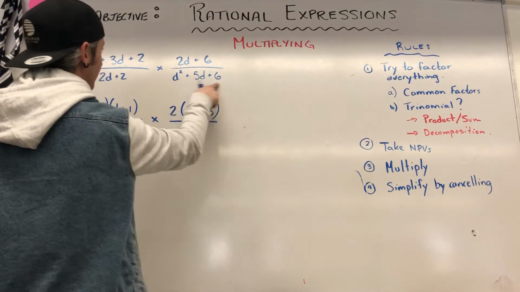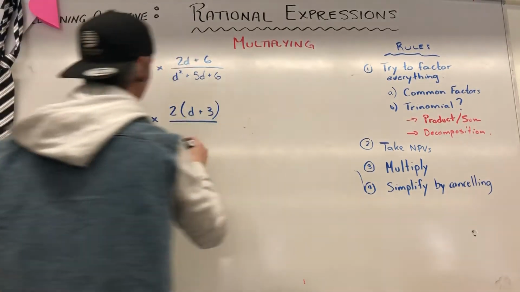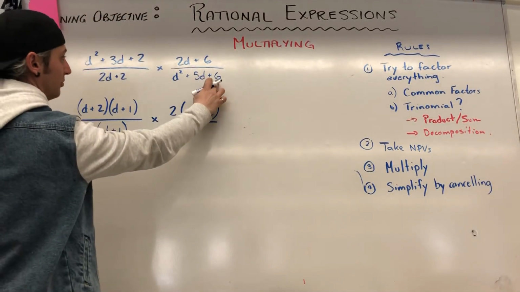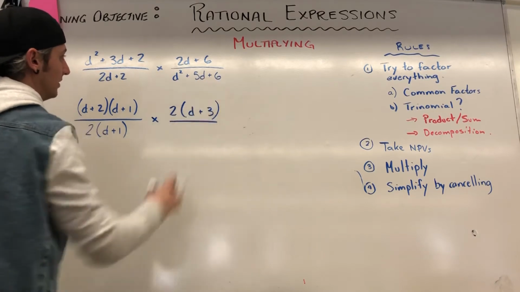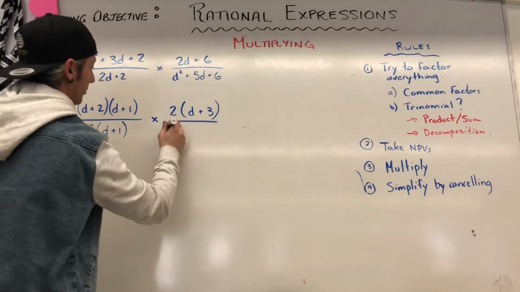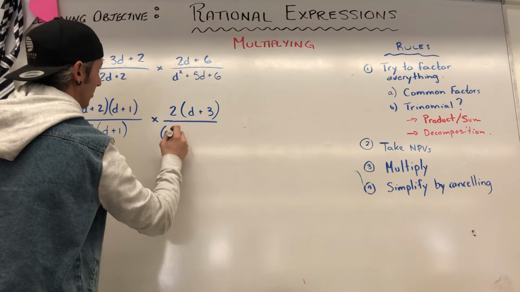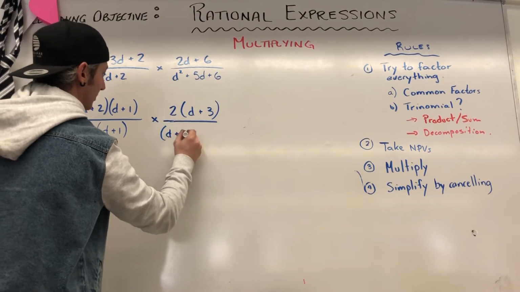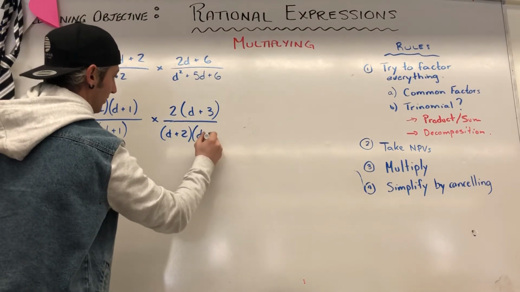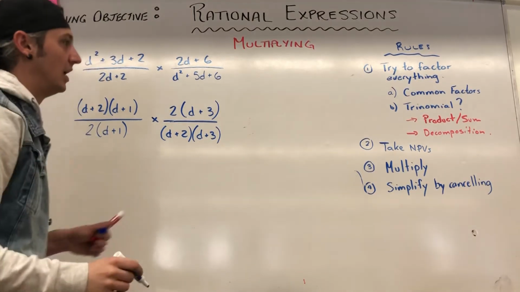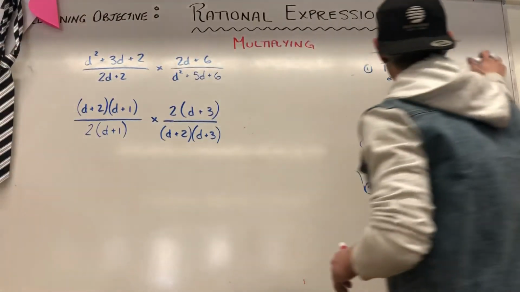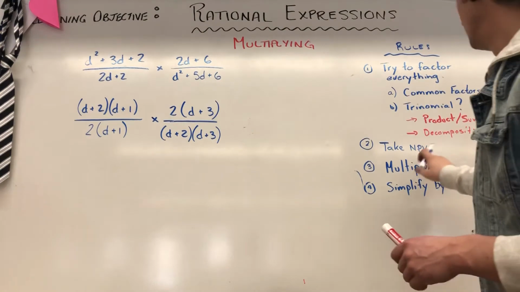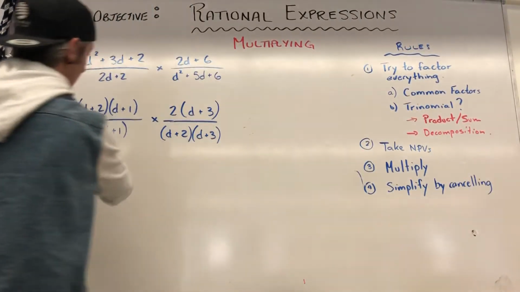And then here, it's a trinomial. There's no common factors. And I'm looking for two numbers that multiply to 6 and add to 5. And that's going to be 3 and 2. 3 and 2 multiply to 6 and add to 5. So d plus 2, d plus 3. Okay? Now, I've done step 1. And now I'm going to take my NPVs from the denominator.